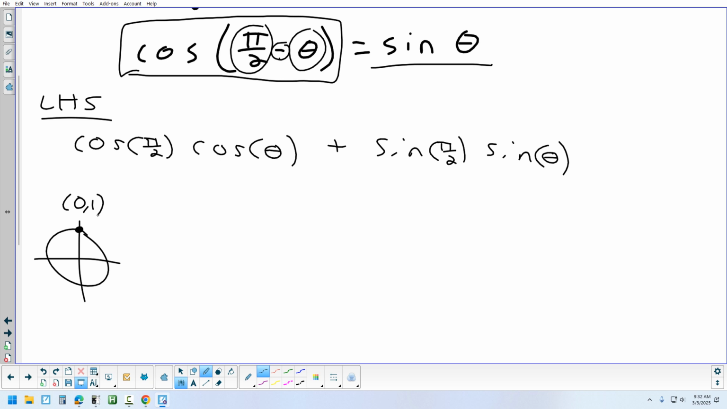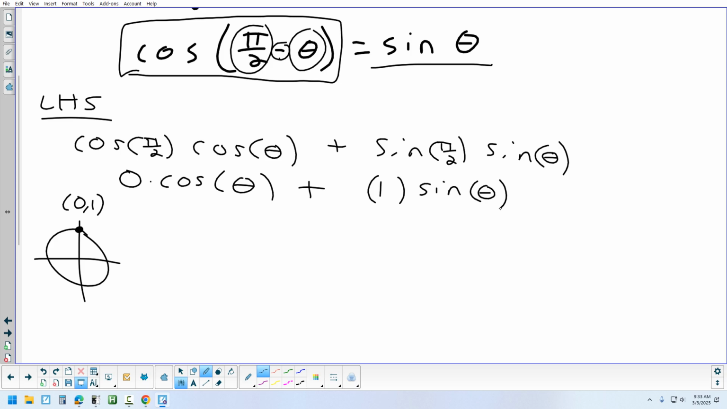0. It's the x value. So 0 times cosine. That's always nice when that happens. Plus, what's the sine of pi over 2? Yep, 1. It's the y value of the coordinate.